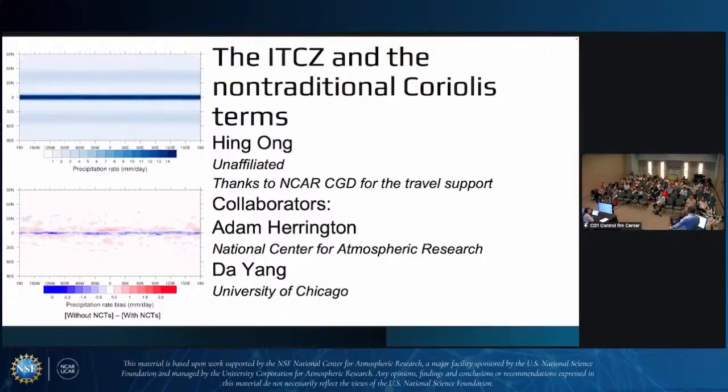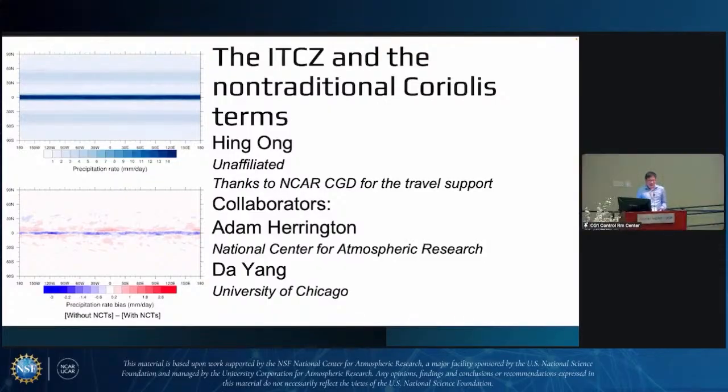Hi. Many thanks to NCAR CGD for the travel support. Otherwise, I wouldn't be able to be here. And many thanks to my collaborators, Adam Harrington and Dayang. I borrowed the computational resources from him.